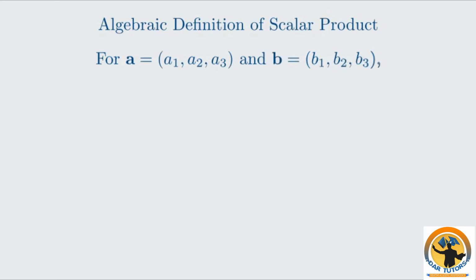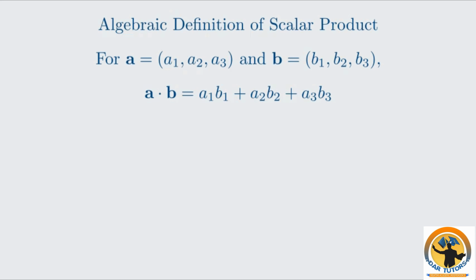Let's begin with the algebraic definition of the scalar product. Our first objective is to calculate the scalar product of two vectors. Let's start with the algebraic definition. For two vectors, A and B, in three-dimensional space, the scalar product, written as A dot B, is calculated by multiplying their corresponding components and summing the results. This operation results in a single number, or a scalar, which is why it's called the scalar product.